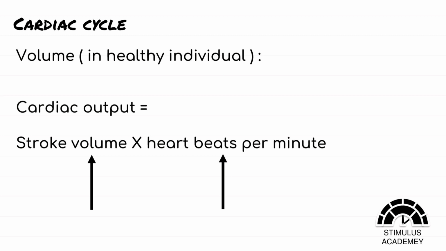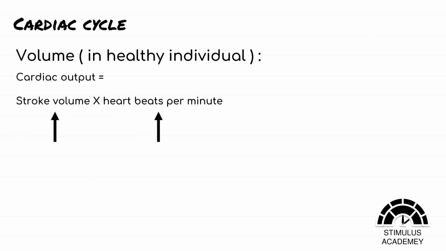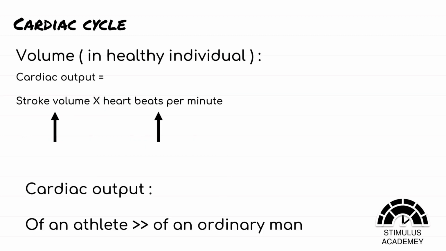So it is clear that cardiac output is equal to stroke volume multiplied by the number of heartbeats per minute. Also, it is important to note that our heart has the ability to alter the stroke volume as well as the heart rate and thereby the cardiac output. For example, the cardiac output of an athlete will be much higher than that of an ordinary man.